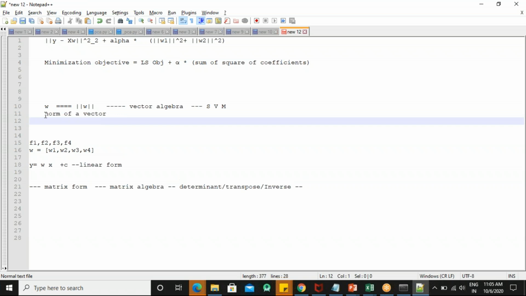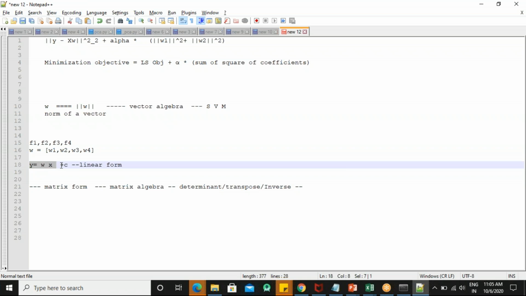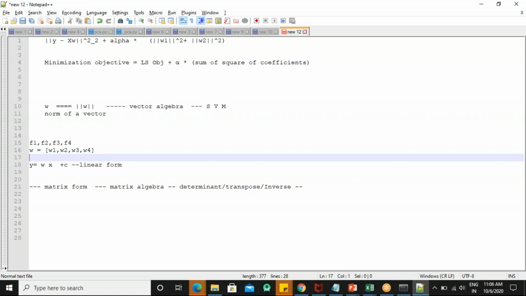But what I am talking about here is the norm of a vector. I am saying that if y is equal to wx plus c, where w is the weight or the slope, then I can create a vector of w. I can create a vector of the input features, and I can simply do matrix multiplication. So this will become a matrix equation, which is a different thing.